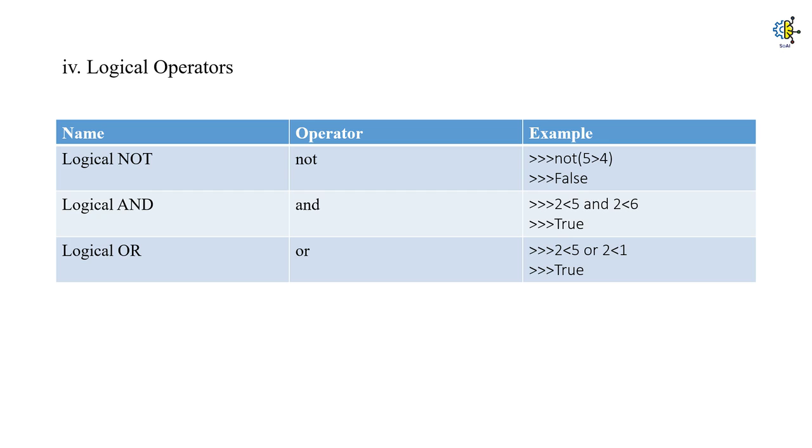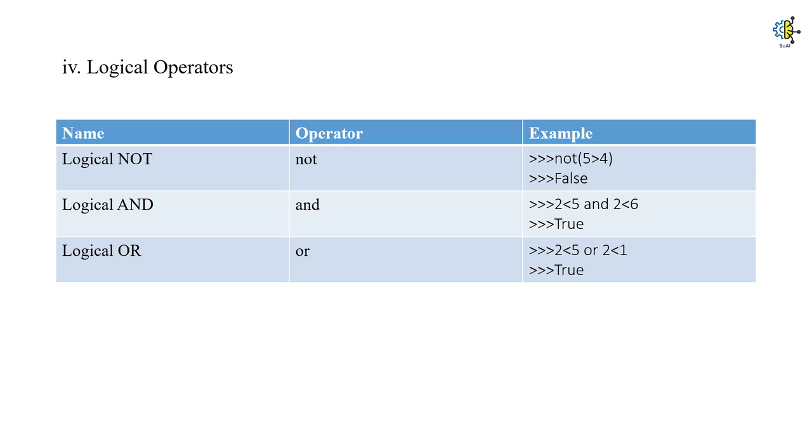Logical operators. The three logical operators used in Python are not, and, or. The logical not operator is used to simply reverse the state of the answer. What do we mean by this? Let's look at the example. We are doing the not of 5 greater than 4.